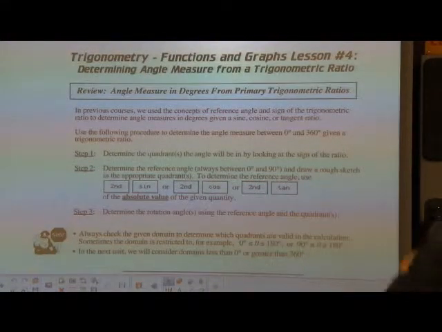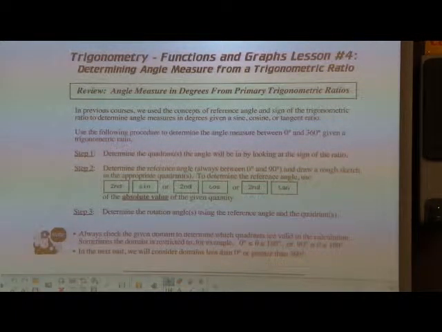So lesson 4 looks at determining an angle measurement from a trig ratio. We have already done this before. That's when you do the inverse. If given the trig ratio, can you find out what the corresponding angle is? What we're going to look at this time is, instead of just looking at those primary or acute angles from 0 to 90 degrees, we're actually going to go all the way around the circle up to 360 degrees.